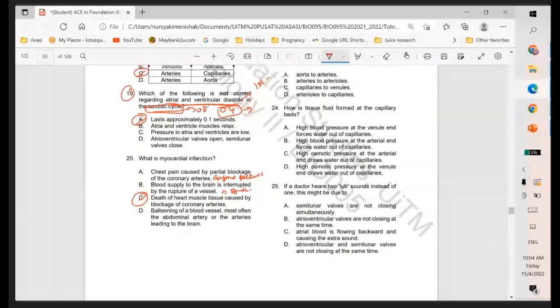I'm not sure what is that. Okay, so tak apalah. But anyhow, the question for 20, the answer is C. Okay. So thank you, Aisha, and then Aprilin, 21.